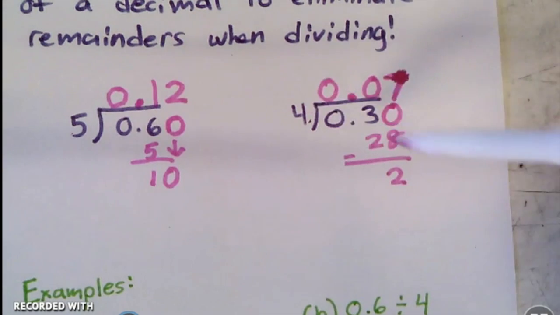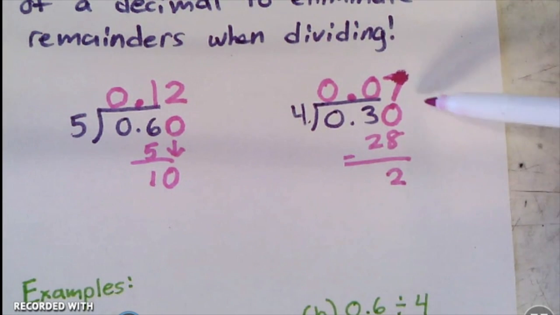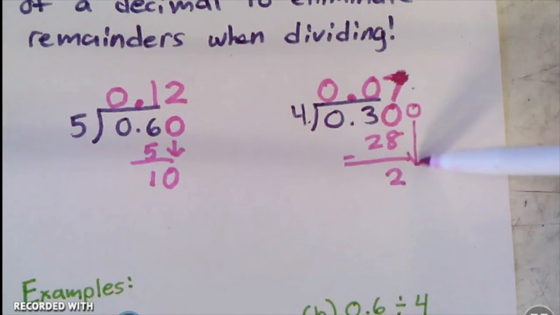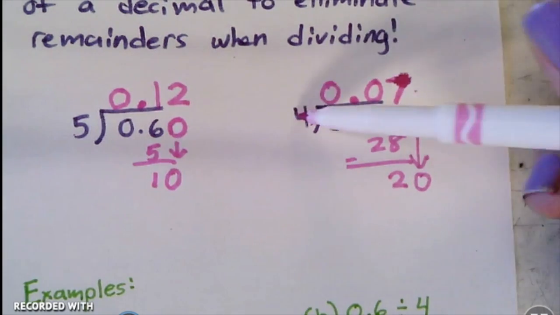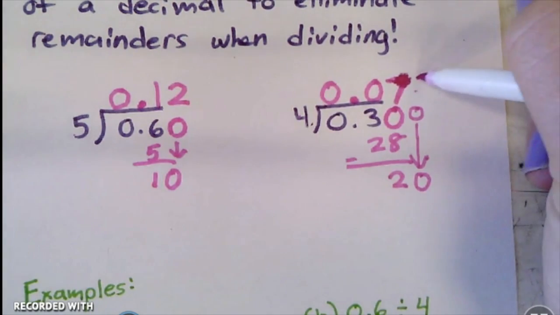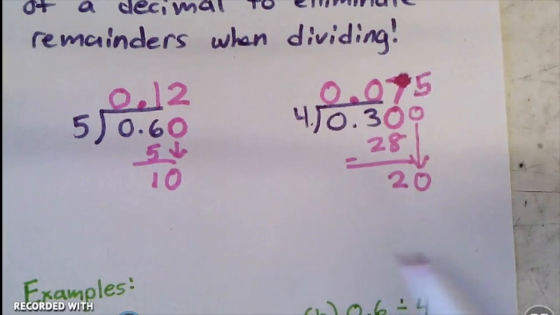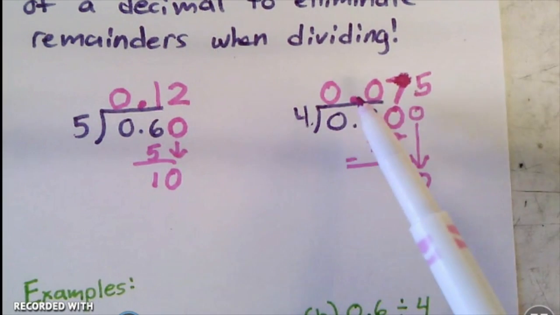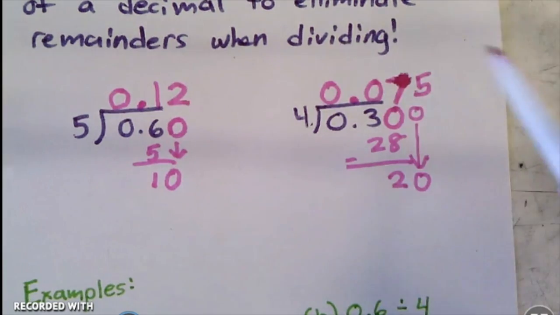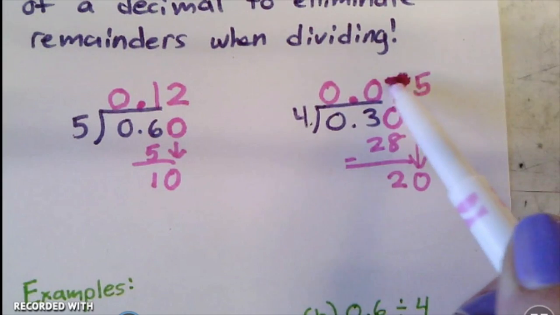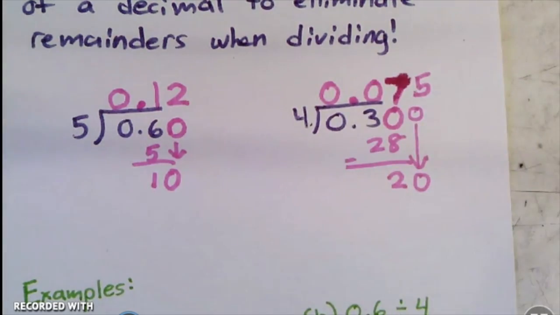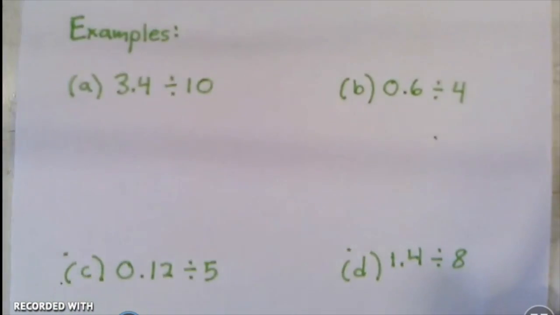And so now I'm going to say, does 4 go into 2? No, it doesn't. I'll add another 0 and bring it down. 4 goes into 20 5 times. So my answer is 0.075. I was holding my pen there so you could answer, and it made a big mark. All right, let's jump down to the examples.